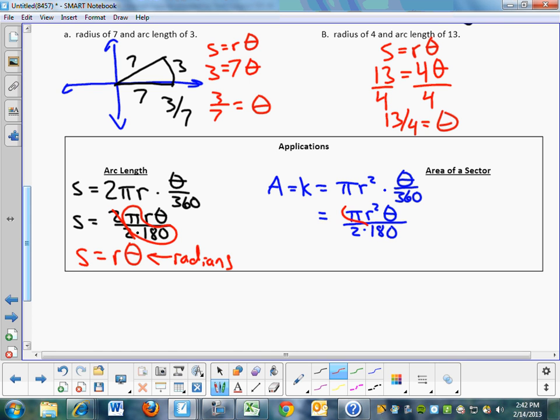Now, pi over 180 times theta converts it to what? To radians. So what I have now is, looks like I have a half left, times r squared times theta, where theta is in radians. Wasn't that a nice formula? It's a lot better than the first one, isn't it?